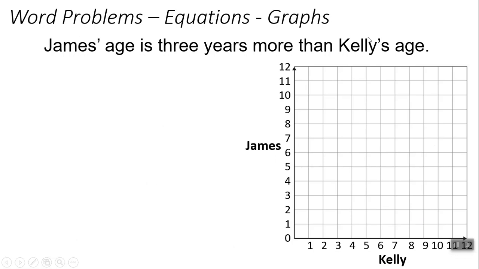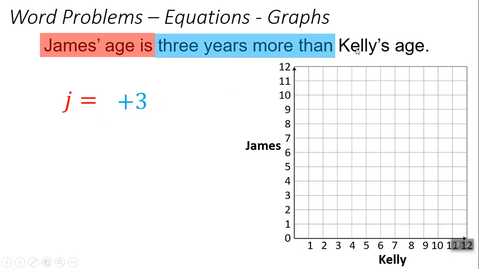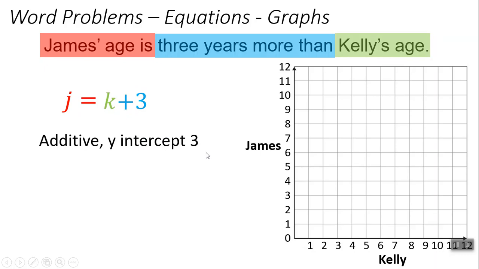We're going to go ahead and take word problems and make them into graphs. The first thing you would need to do is translate this statement. James' age is, J equals 3 years more than Kelly's age. Ideally, at this point in the year, you'd be able to look at this and go, oh, this is an additive relationship, and my y-intercept is going to be 3. Additive, y-intercept 3. Immediately, you should be able to go, oh, that means the y-axis it's hitting at 3, and I'm going up 1, right 1, up 1, right 1. So the line's going to look like this.